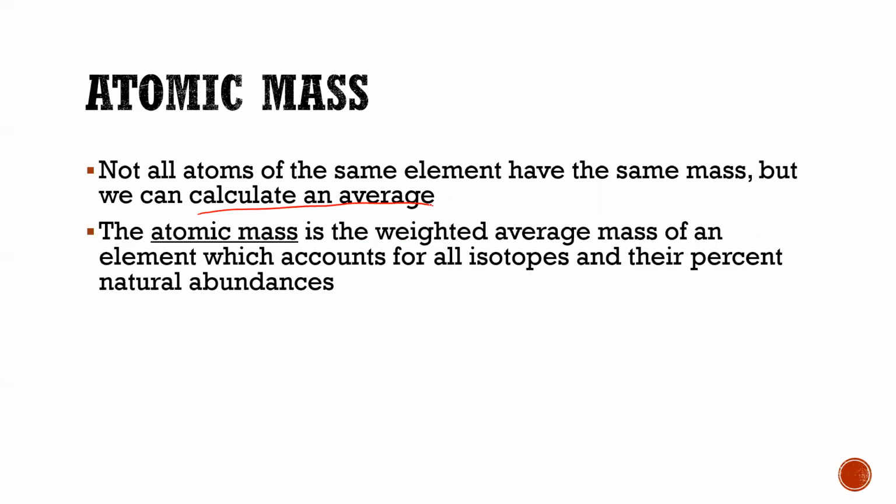So as a review, how do we calculate these weighted averages? We change their percents, their natural abundances, into a decimal form. So again, how do we do that? We can take any percent, 58.67%, and simply move the decimal over twice, 0.5867.